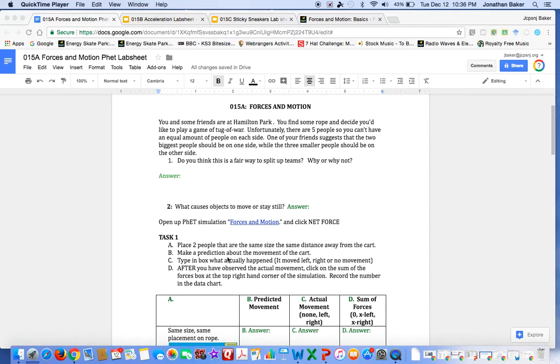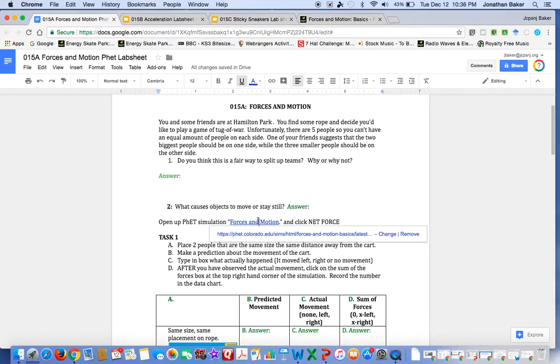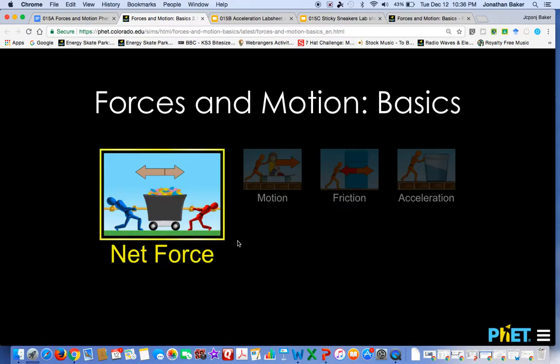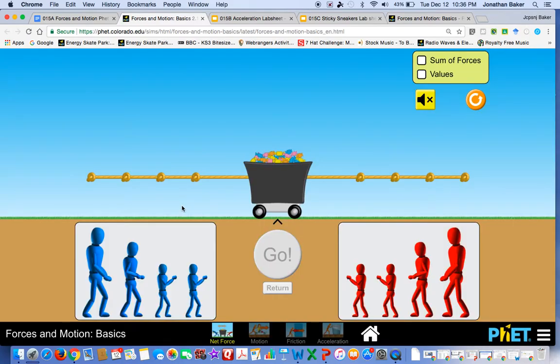All right, after that, down here you have the directions to open up the PhET simulation forces in motion and click net force. So you click this, there's your link, and it loads up the PhET simulation, and you click net force. Okay, so now we have to go back to our directions.